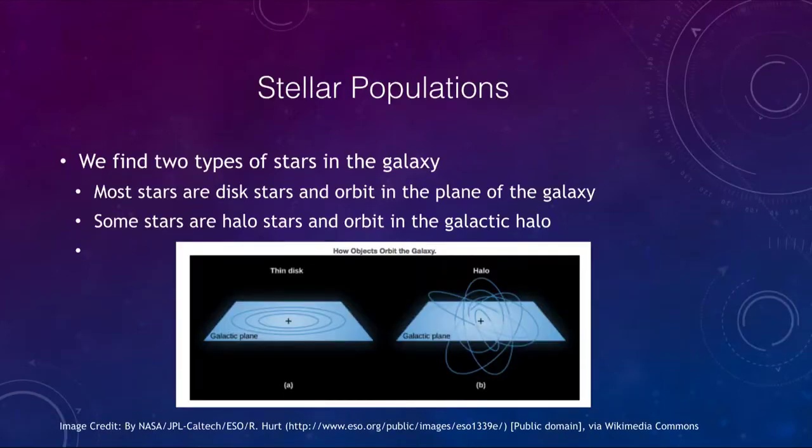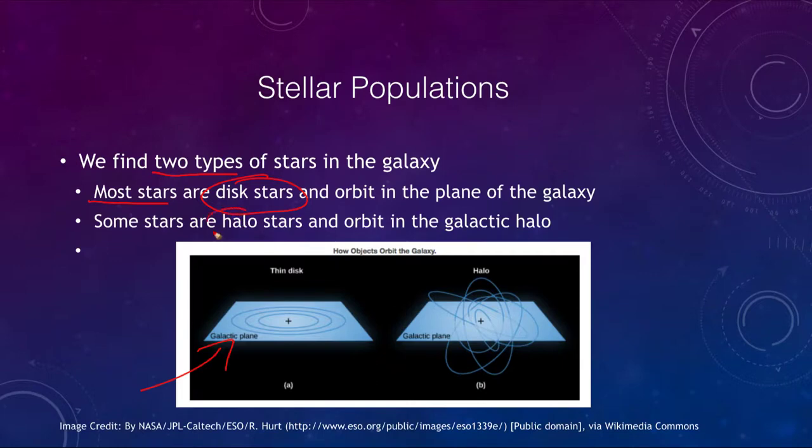And what we find with stellar populations is that there are essentially two types of stars in the galaxy. Most stars that we see are what we call disk stars, meaning that they are in the disk of the galaxy. And they orbit along in roughly circular orbits that go around the center of our galaxy in a flat plane. So much as the planets orbit around the sun in essentially a flat plane, so do the stars in the galaxy. And those are what we call the disk stars.